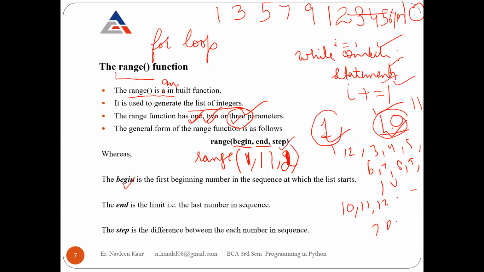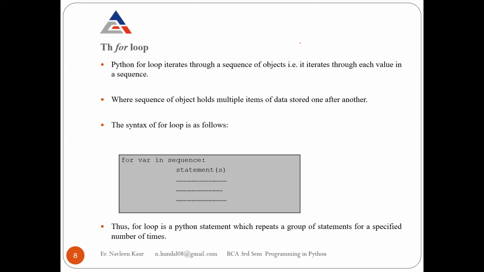So the begin is the first beginning number at which your list starts, and the end is the last number. The step is the difference between each number. So if the step is 2, it means there is a difference of 2. So why I have written here the end is missing.